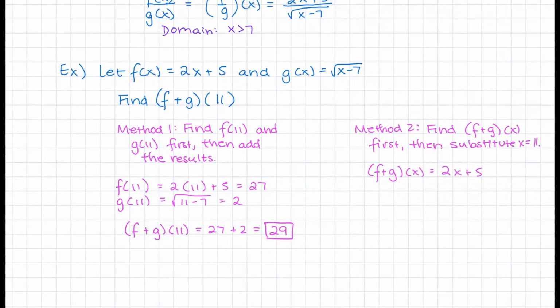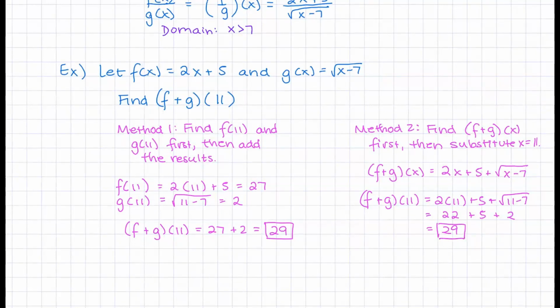Or we can find f plus g of x first, which in this case is just 2x plus 5 plus the square root of x minus 7. And so that means that f plus g of 11 is 2 times 11 plus 5 plus the square root of 11 minus 7, which is 22 plus 5 plus 2. Oh, look at that, which is 29. And you can see how we were really doing the same exact thing, just in a slightly different order.